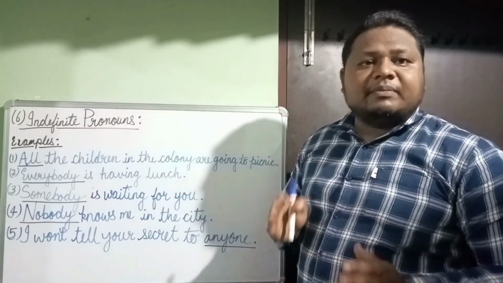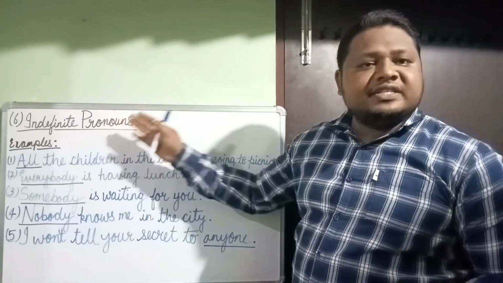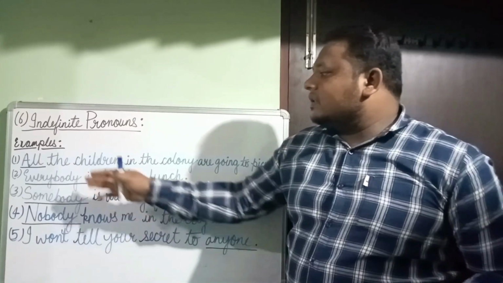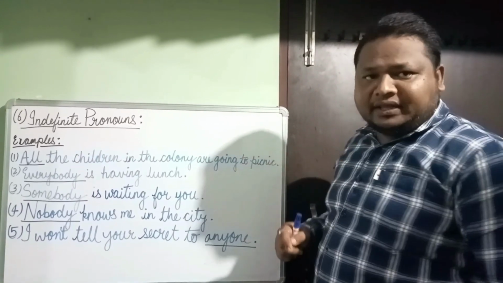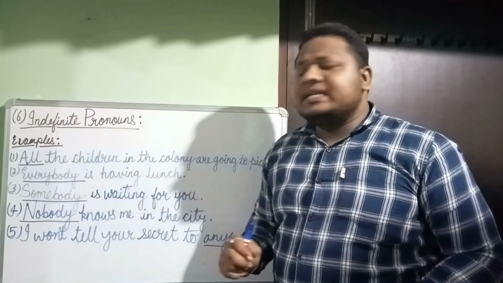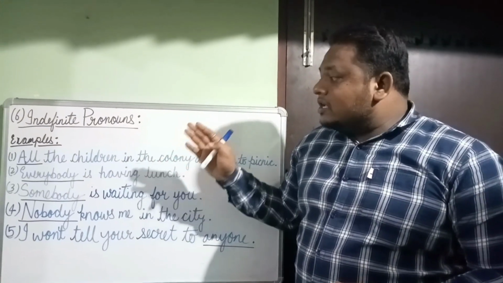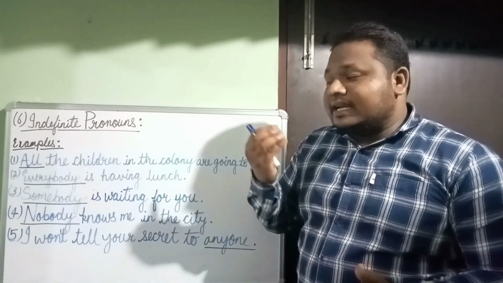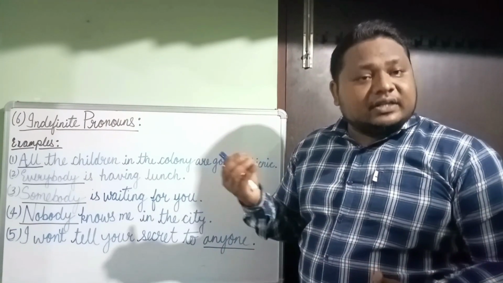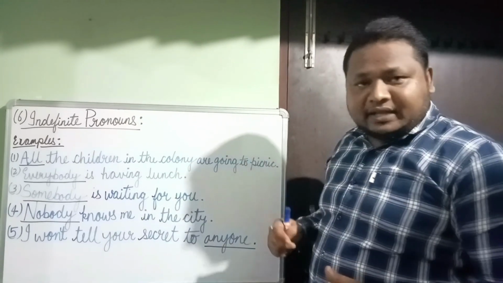Now let us see some examples of indefinite pronouns. Number 1. All the children in the colony are going to picnic. Here, all is our indefinite pronoun. So by saying all, we do not have any idea exactly who the children going to the picnic are.